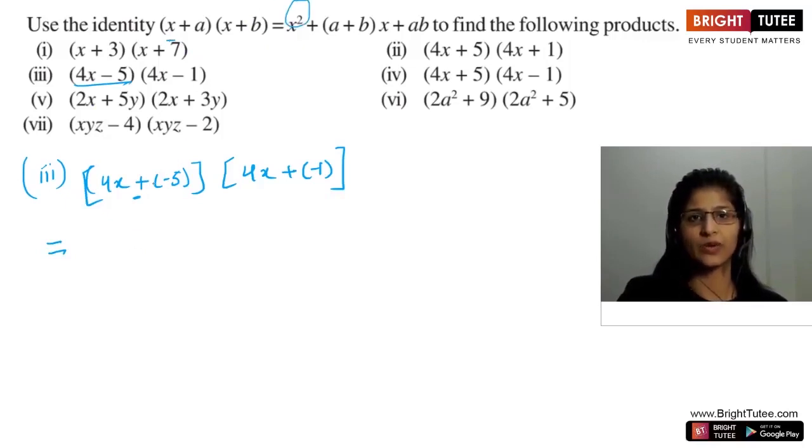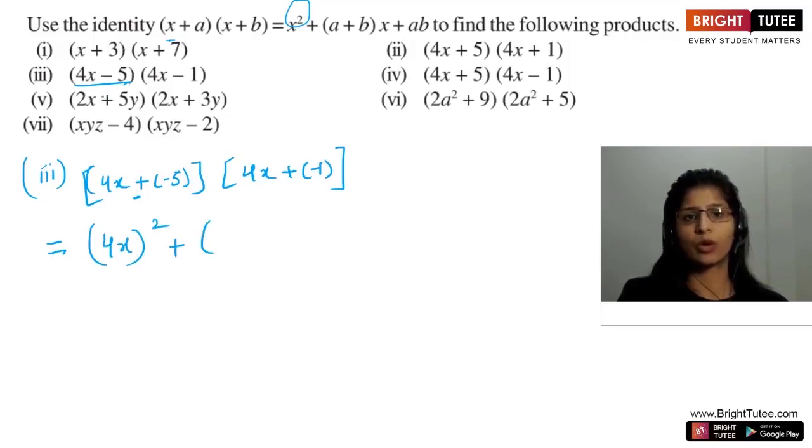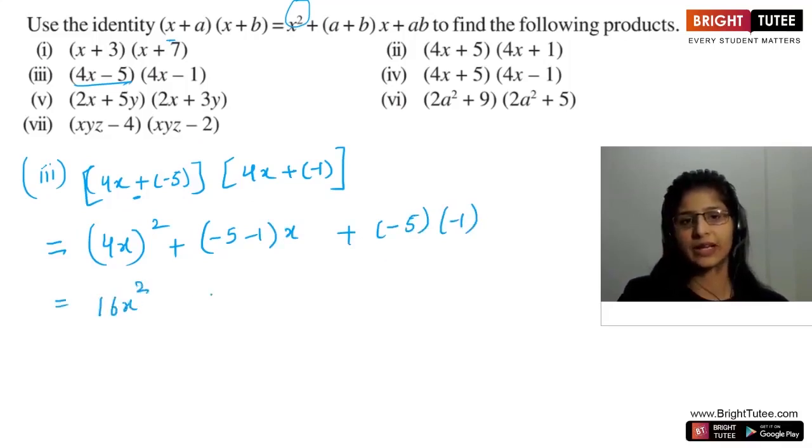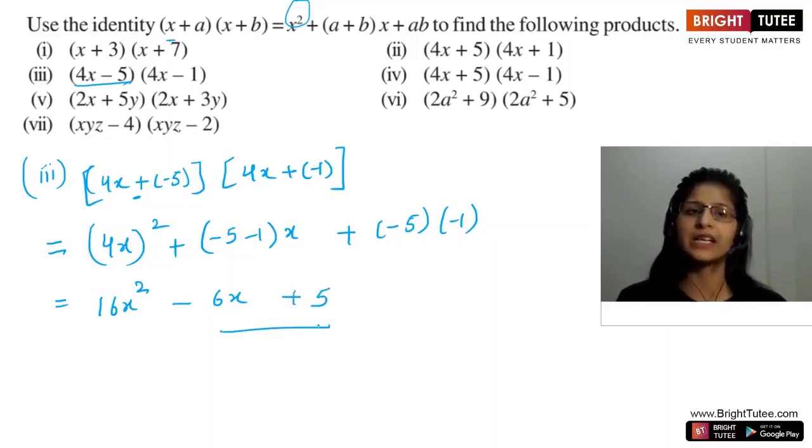Okay, so now instead of x, what do we have? 4x. So instead of x square, we will write 4x square plus, what is a now? Comparing it, a is minus 5, and b is minus 1, into x plus a into b. So 4x square is 16x square. Then minus 1 minus 5 is minus 6x. And minus 5 into minus 1, that is 5. 5 multiplied by 1 is 5, and minus in multiplication gets plus. So plus 5. So this would be the answer of your third part. I hope it is quite clear.